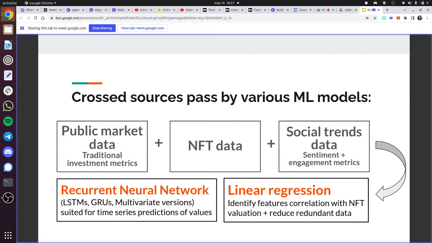And so these data are first passed by recurrent neural network in order to make some prediction of value using time series. And then they use a linear regression to identify the features that are correlated with NFT value and also reducing redundant data.